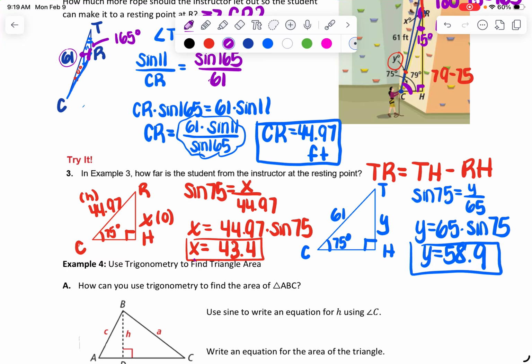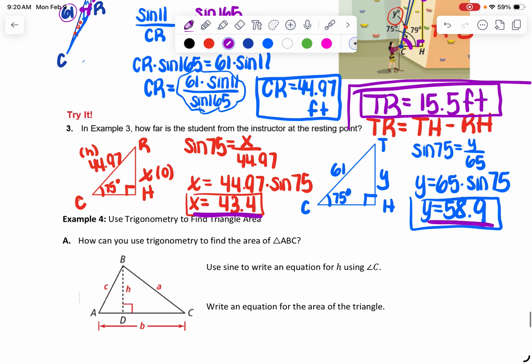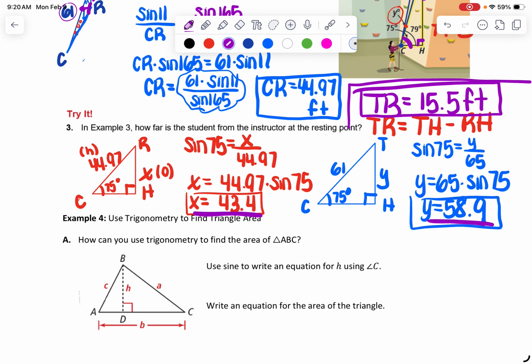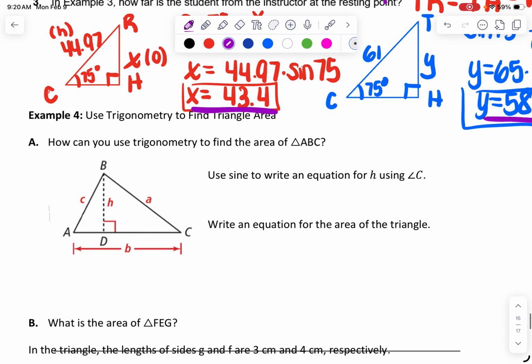Final step, take this, take that, plug it in and subtract. Okay, and so you would get the final answer is 15.5 feet. So a little more difficult, but still doable. Anytime you're trying to, I would always use the right angles. Alright, and then this final section talks about using trigonometry to find triangle area.